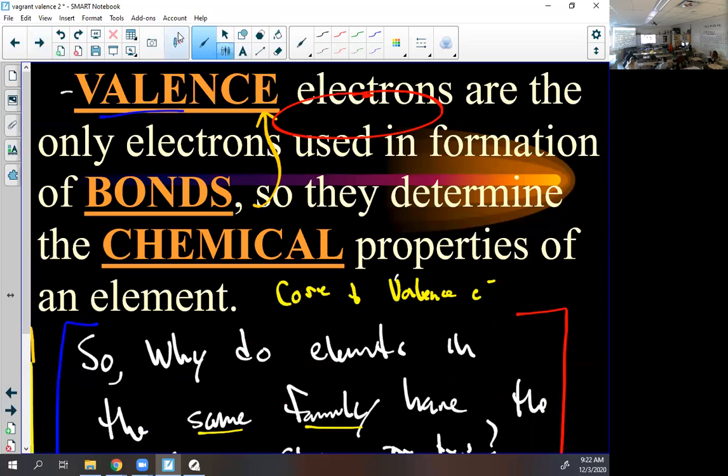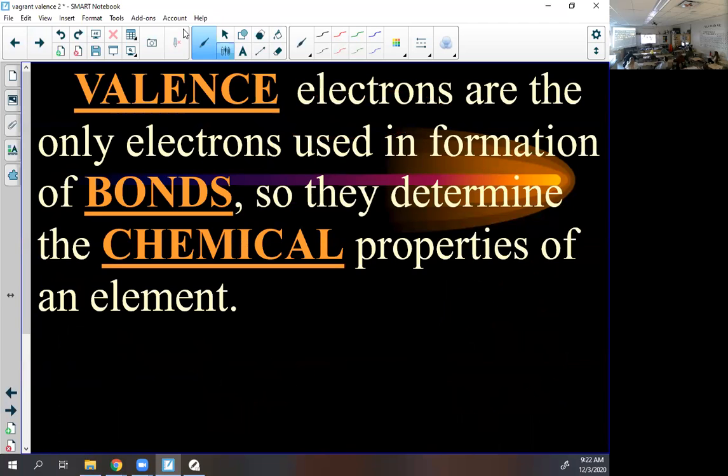Okay. This is good stuff here. Valence electrons are the only electrons used in formation of bonds. So they determine the chemical properties of an element. This is super important. On your exam, there's a section called bonded concepts, and most of those multiple choice questions come from the notes that we're doing today. So one of them is basically this, just not as a definition.